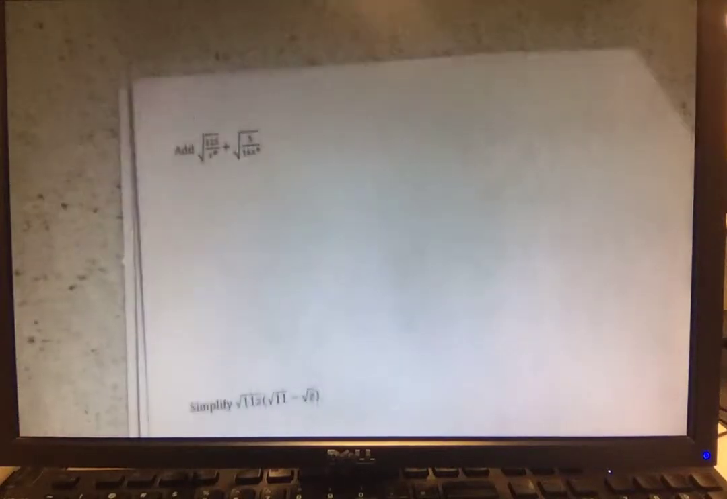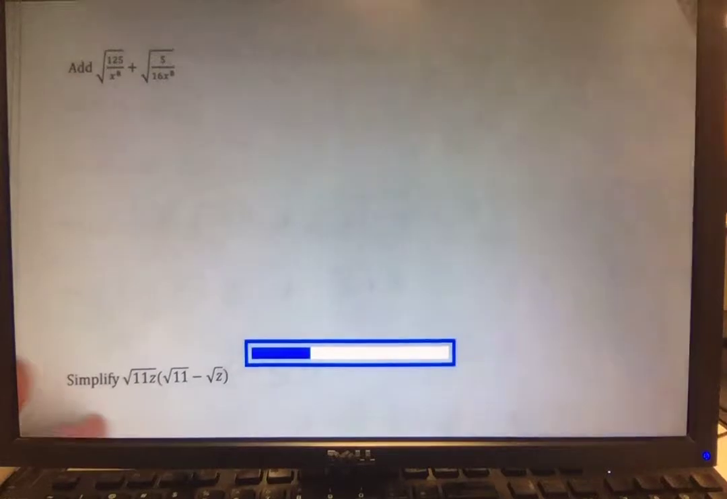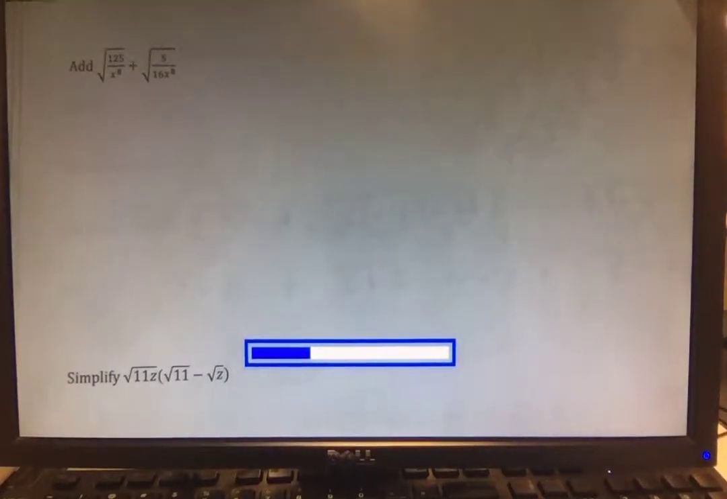Next page. So we have to add the square root of 125 over x to the 8th plus the square root of 5 over 16x to the 8th. So as of right now, these are not like terms. So let's simplify each one separately to make them like terms.